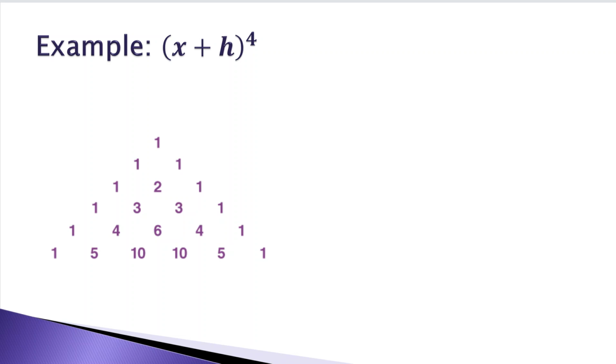And here's how I'm going to do it. I'm going to start with my x. And I'm going to write x to the 0. Then I'm going to write x to the 1st, x to the 2nd, x cubed, and x to the 4th. Then I'm going to take my h, and I'm going to go the opposite direction. h to the 0, h to the 1st power, h squared, h cubed, and h to the 4th.